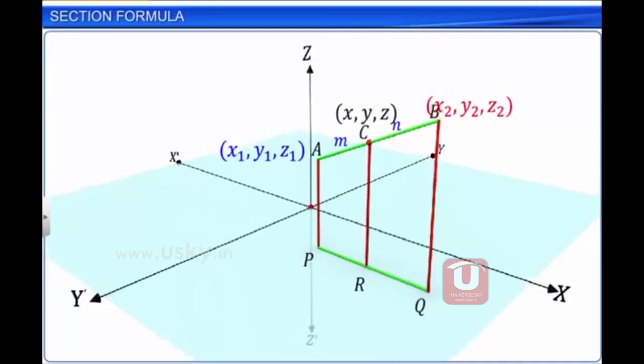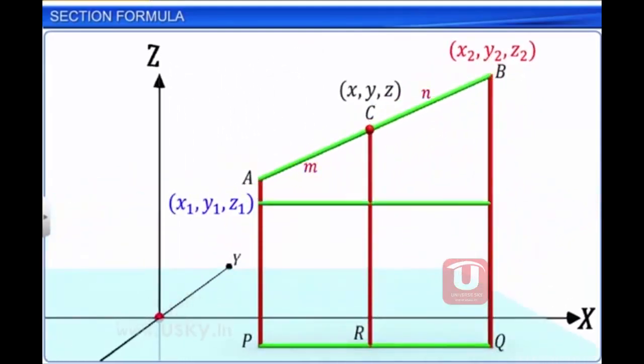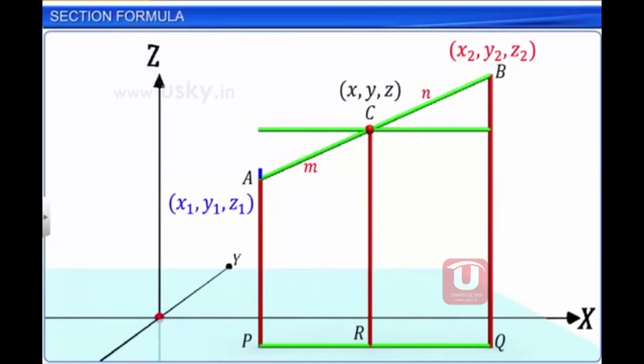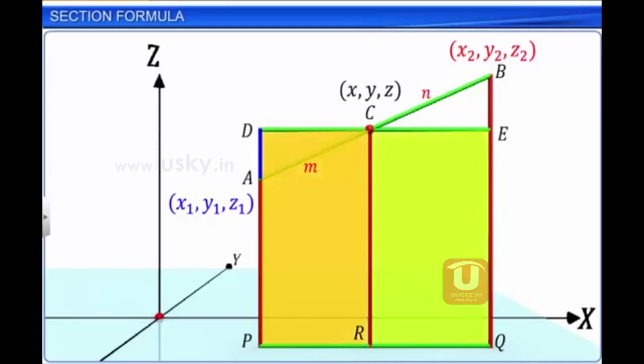Now, we draw a line parallel to line PQ and passing through point C. This line intersects line PA externally. Let the point of intersection be D. Let the point of intersection of this line with BQ be E. We can observe that quadrilaterals DPRC and CRQE are parallelograms since lines AP, CR and EQ are parallel to each other, and lines DC parallel to PR and CE parallel to RQ are also parallel to each other.